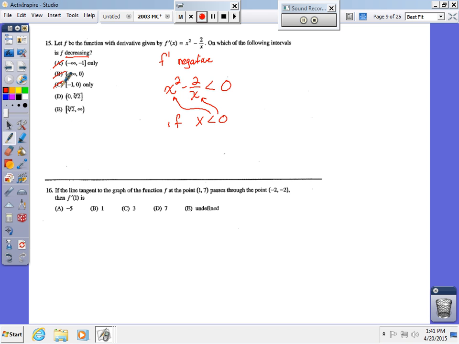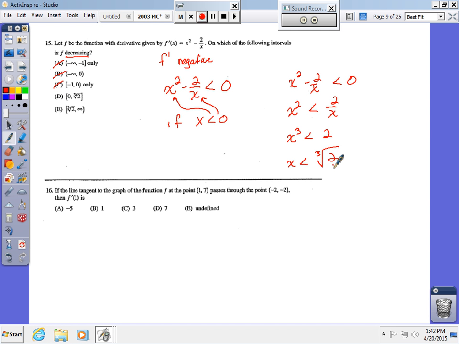Now I have to see if x is a positive number. So x squared minus 2 over x less than 0. I'll solve that. Multiply through by x. X cubed is less than 2. Take the cube root of both of those. So x has to be less than the cube root of 2.